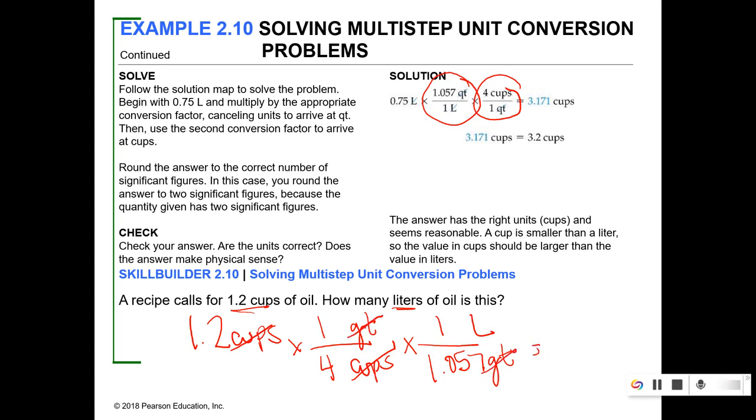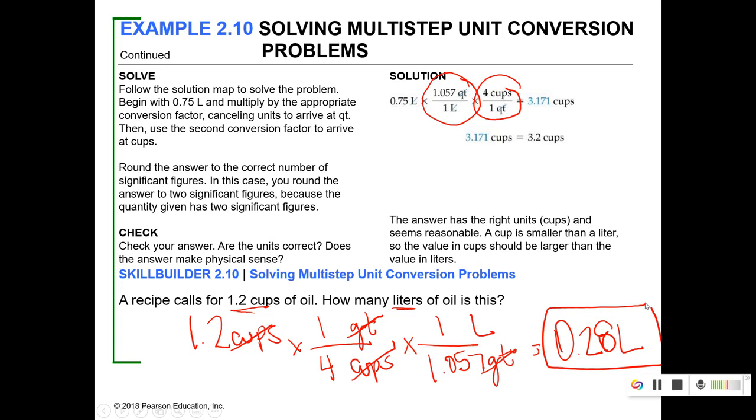All right, this time in your calculator, because they're both on bottom, you need to make sure to divide by both. So the best way to do this is to type in your calculator. So we type in the given, 1.2 divided by 4 divided by 1.057. And I get 0.28 liters.